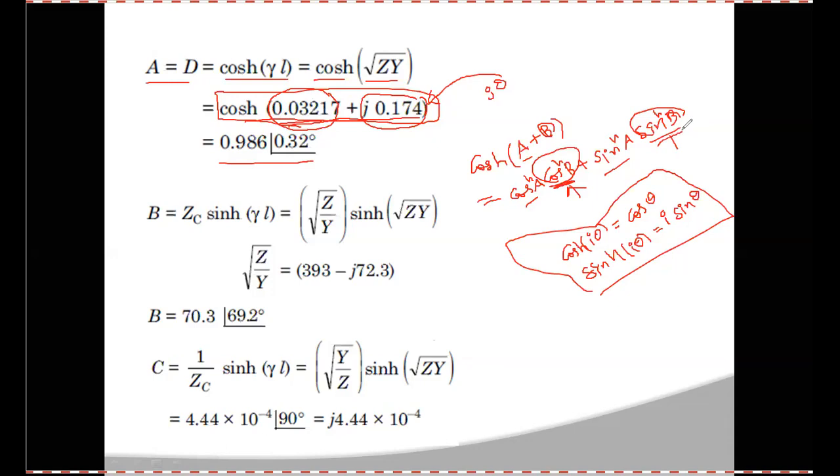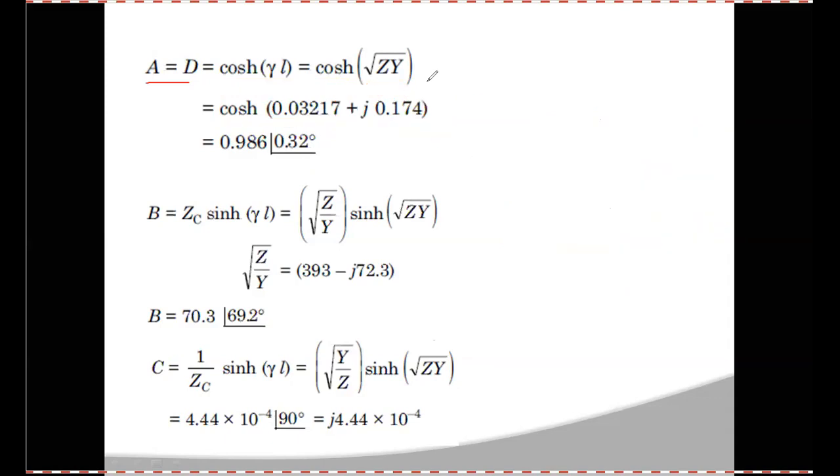Sinh beta is sinh of this complex number. Again, sinh of j theta can be written as j sin theta. So this total term is j of some value; this total number is an imaginary number only. If you finally convert that into polar form, you will get this value. So A or D, both are the same, which is equal to 0.986 at an angle of 0.32 degrees.